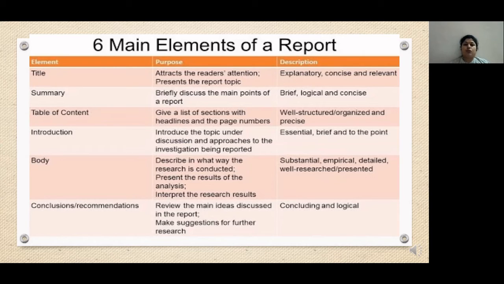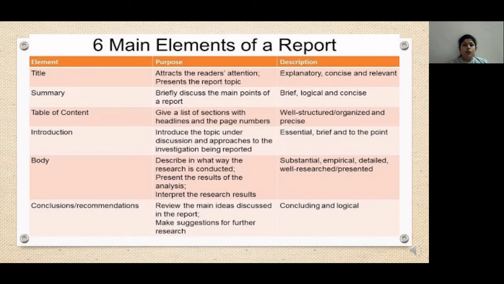Okay, then we have introduction. Introduction, as the name suggests, introduces the topic under discussion and the approaches to the investigation being reported. The topic is decided or discussed, and then the approaches, that is, the ways through which we have analyzed the data or investigated that report. It will be essential. It's a very important aspect, because of how you have done that analysis. Then we have body.